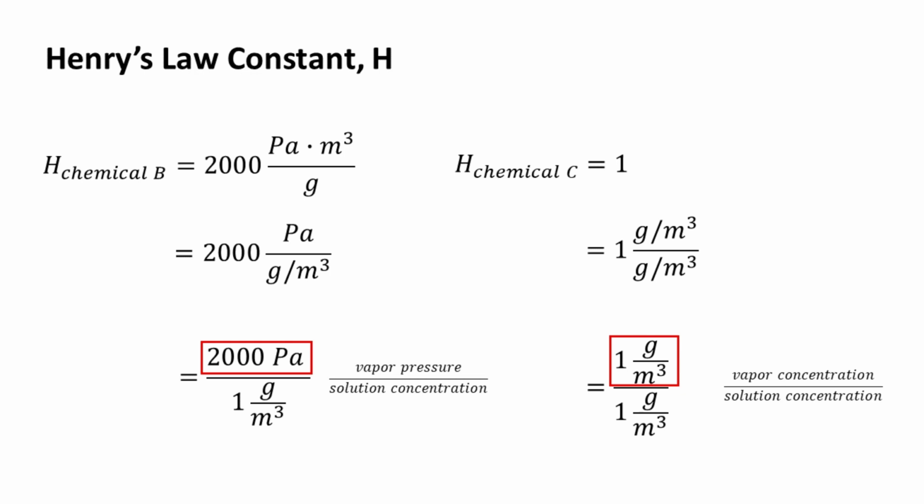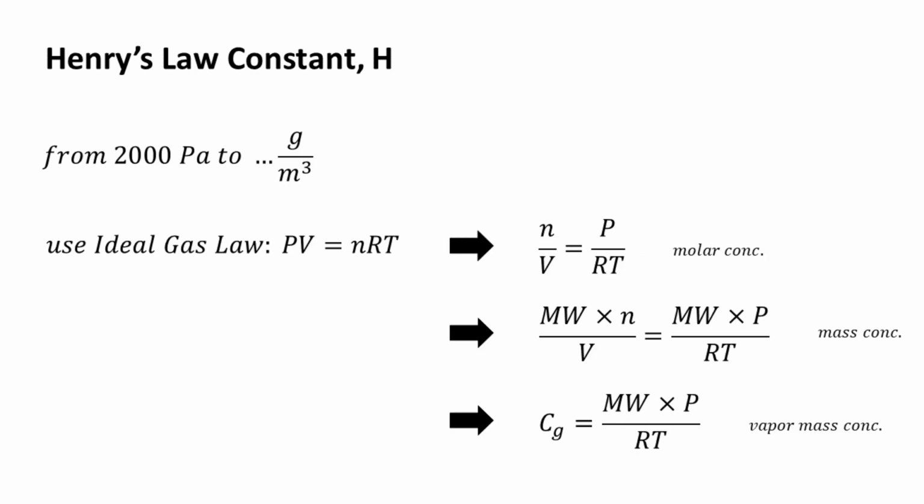If we can find a way to convert this vapor pressure 2000 Pascal into the vapor concentration in grams per cubic meter, then we will be able to convert the Henry's law constant of chemical B into a dimensionless constant. Is there such a method? The answer is absolutely yes.